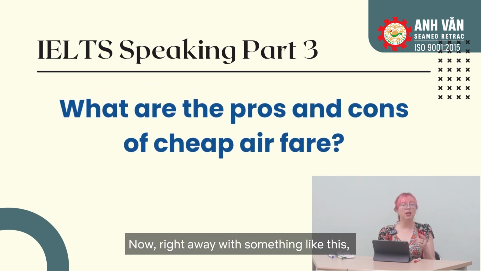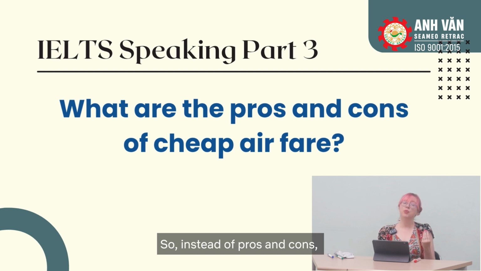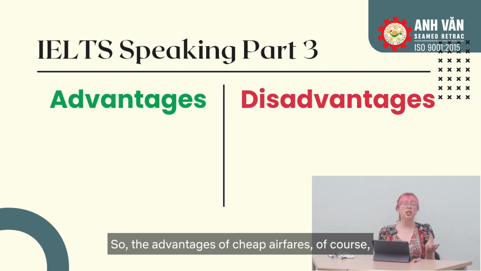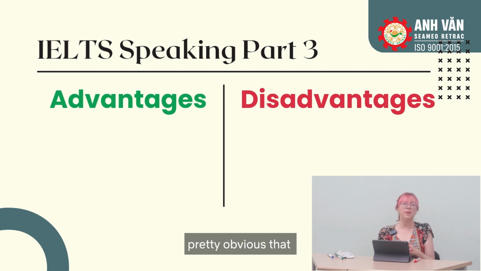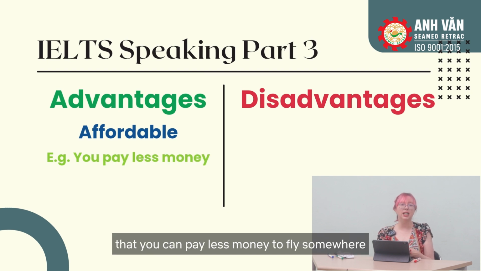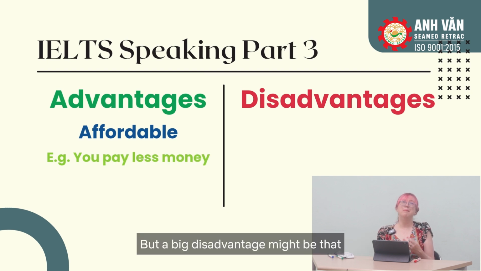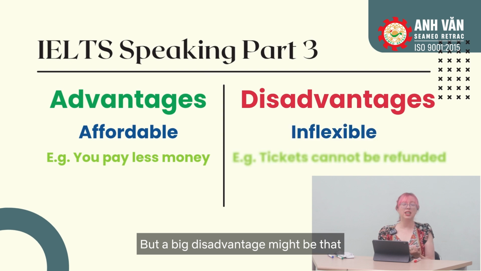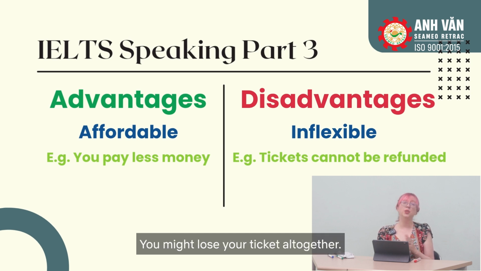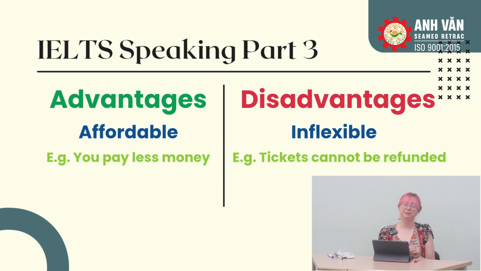Another example might be, what are the pros and cons of cheap airfares? Now, right away with something like this, especially, we know we can paraphrase. So instead of pros and cons, you could talk about the advantages and disadvantages, for instance. So the advantages of cheap airfares, of course, pretty obvious that it's going to be more affordable, that you can pay less money to fly somewhere. But a big disadvantage might be that these fares are very inflexible. So if something happens and you cannot make this flight, you might lose your ticket altogether.